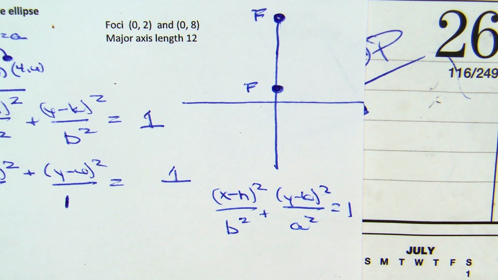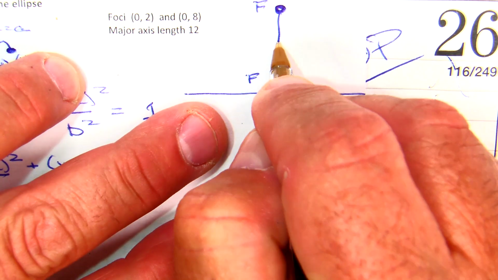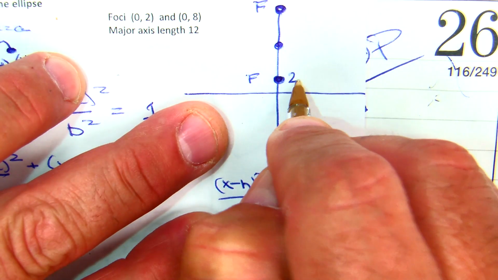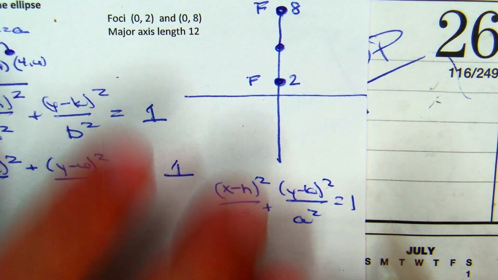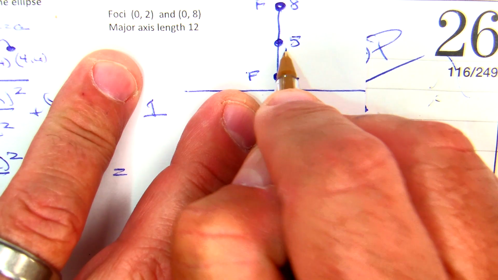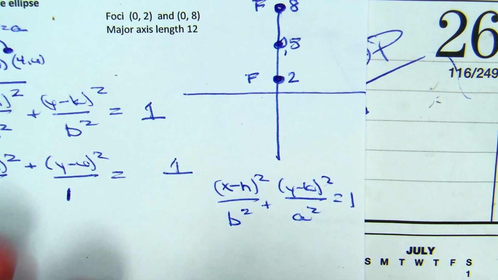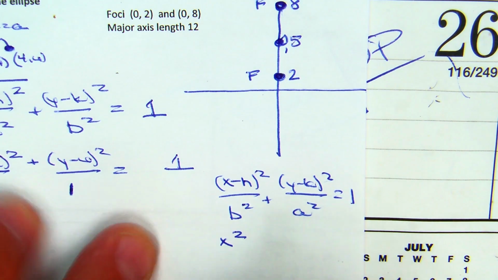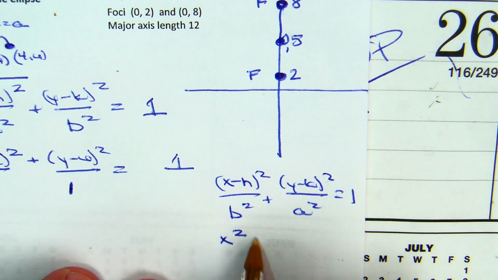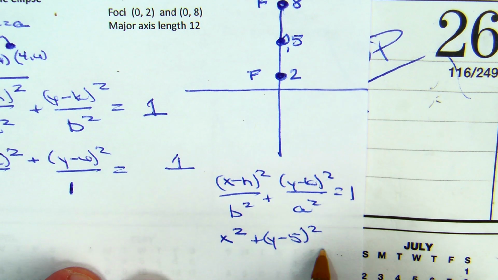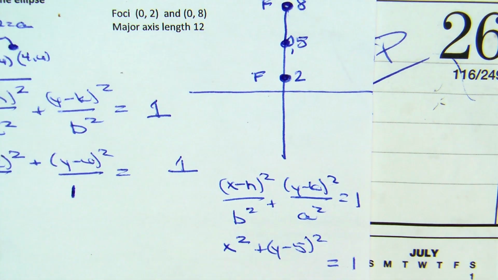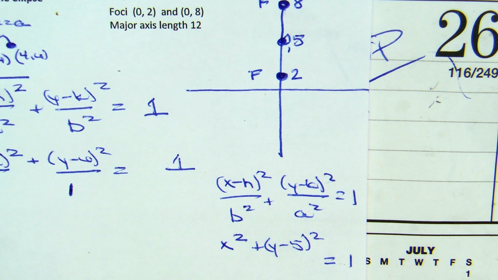All right? Now, just like with the vertices, the center is located at the midpoint of that. So I have to find the point that is midway between 0, 2, and 0, 8. What's 2 plus 8? 10. And what's half of 10? 5. So that is my center. So this becomes x squared, or (x minus 0)², plus (y minus 5)². I'm going to write my equals 1 over there. Everybody good with that part of it?